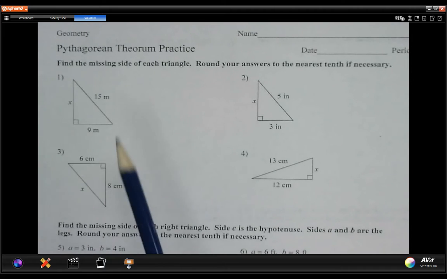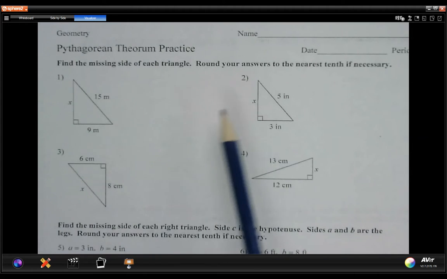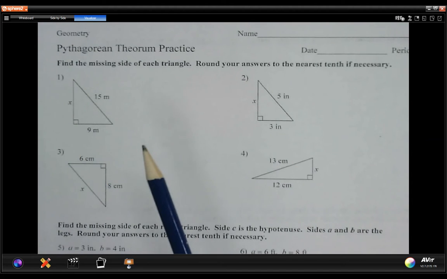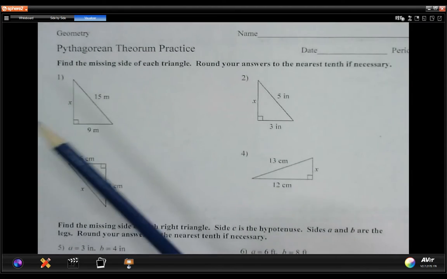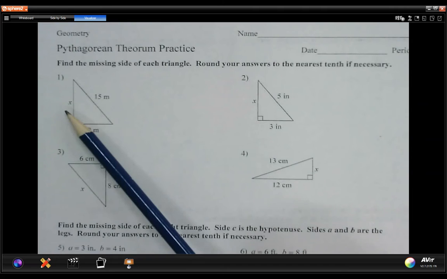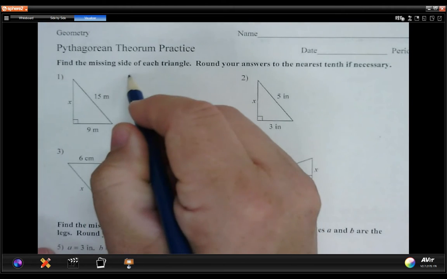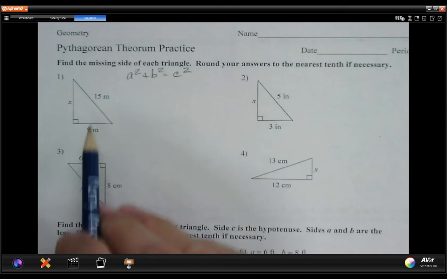So you see the first one just says find the missing side of each angle and round your answers to the nearest tenth if necessary. So again, you really need to make sure that you pay attention to what you're being asked for. For example, number one, what am I being asked for? Am I being asked for a leg or a hypotenuse? Well, remember the hypotenuse is always across from the 90-degree angle. So this would be my hypotenuse, this side here, which means this has to be a leg. Okay. So whether it's A or B, it doesn't matter which way you rename those. But again, the key here is the formula A squared plus B squared equals C squared, and then putting your numbers into the proper place.